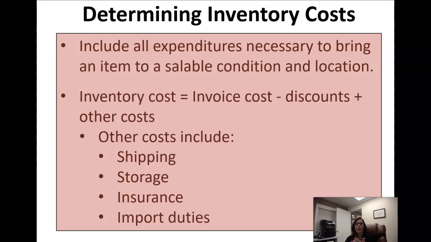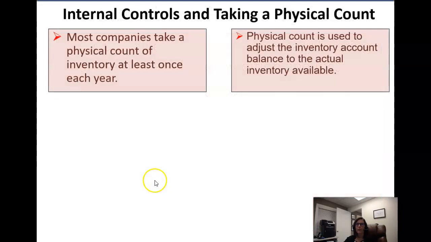There may be discounts associated if we buy in bulk. If we pay quickly, there may be discounts. And so we're going to make sure that if we got inventory at a discounted price, that we reflect the inventory cost at the discounted price, not at the price that perhaps everybody else is being charged for it. It's what we really paid, plus all of these other things here.